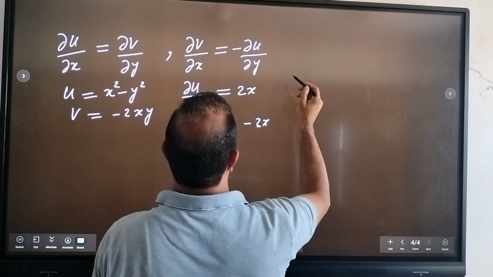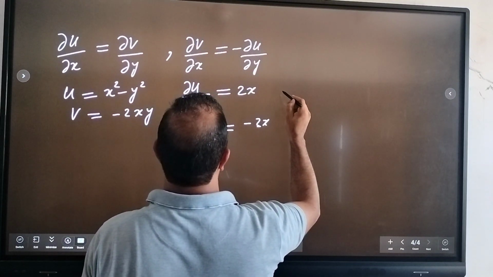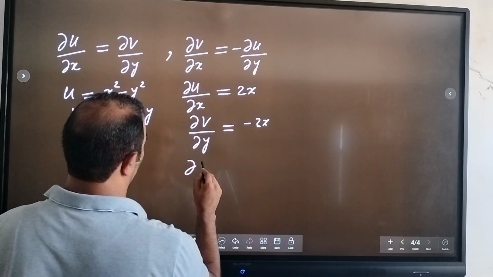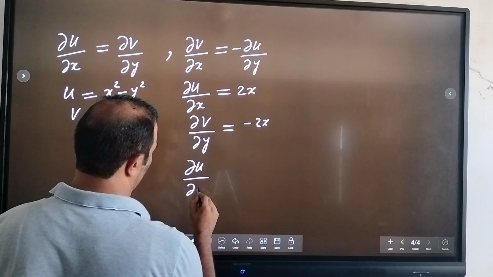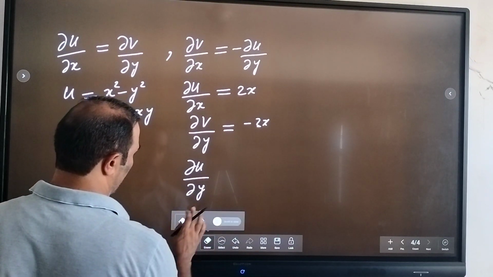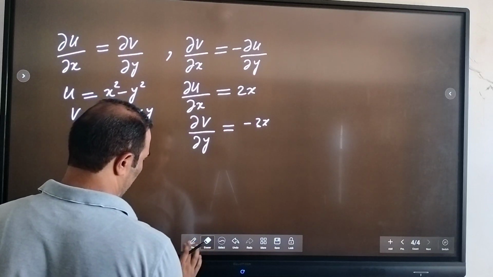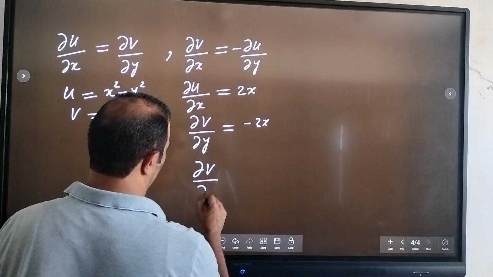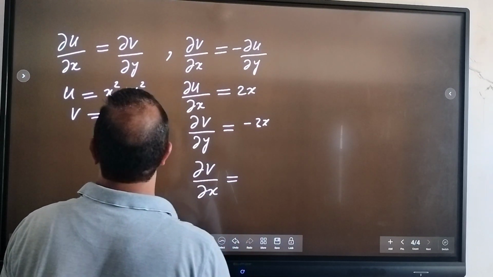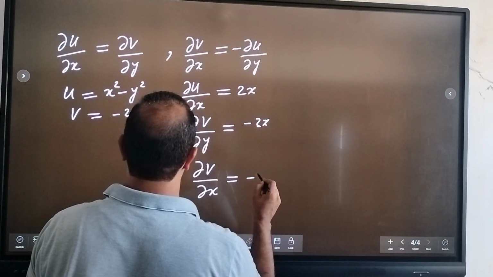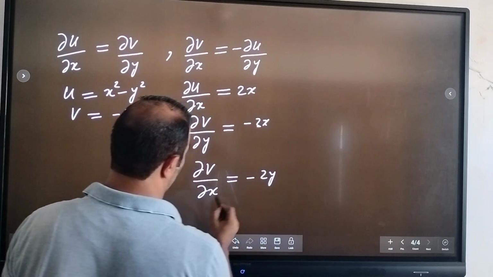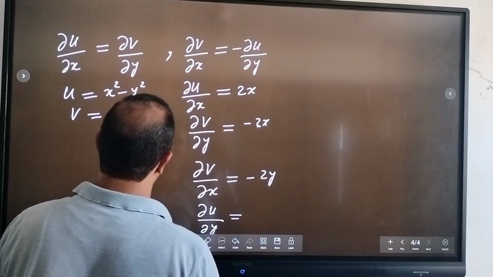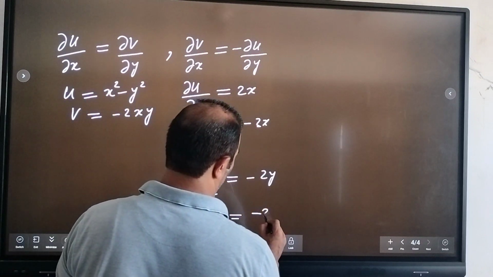Right? And similarly, you need to check that. So you can calculate what is partial u by partial y, or you calculate first partial v here. To write it orderly, because we need to calculate this condition, partial v by partial x. So that's partial v by partial x, which is equal to minus 2y, and what is partial u by partial y? That's minus 2.